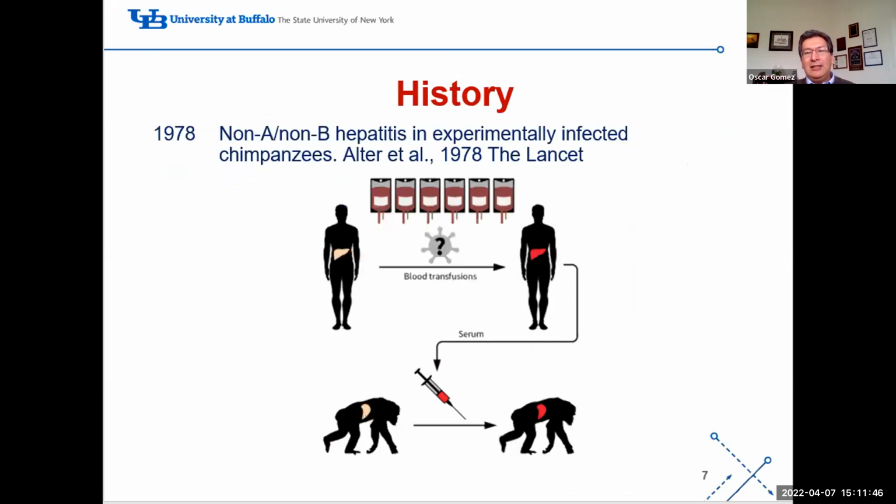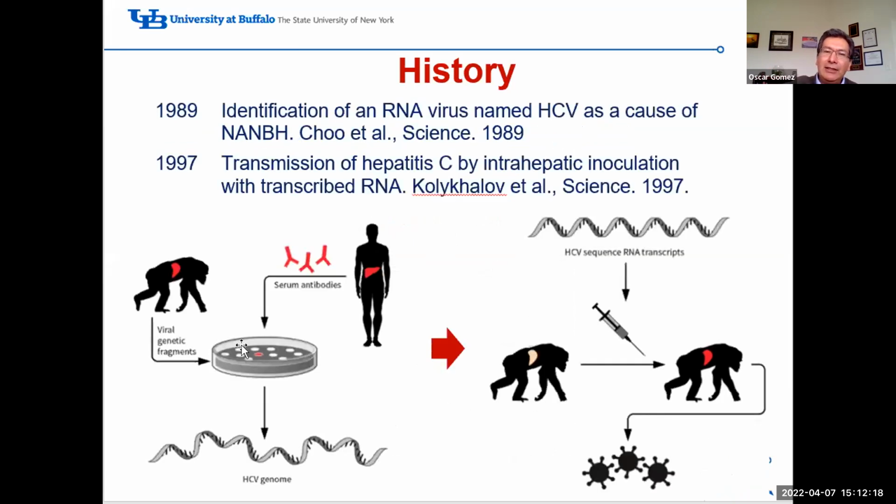Subsequent studies that were more refined led to the discovery that if blood is obtained from individuals that have received a transfusion and develop hepatitis, these individuals' blood can be given to non-human primates and cause hepatitis in those non-human primates. So that was interesting, but again, they couldn't see the virus until more than 10 years later.